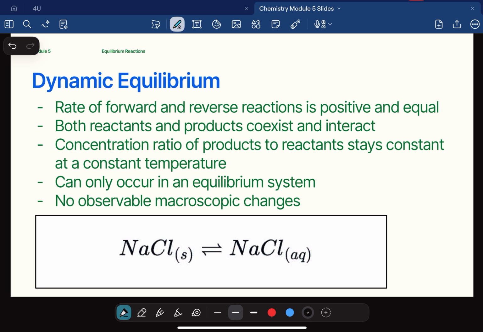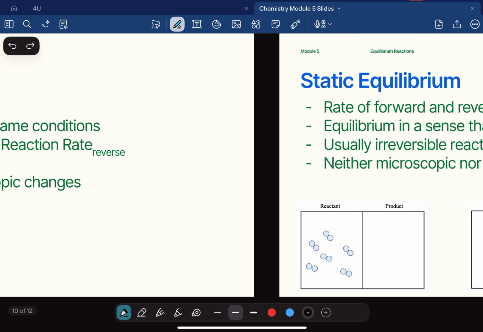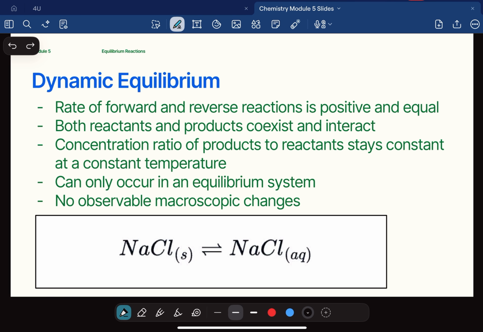By the way, this also has to be under the same conditions, and the concentration ratio will be constant at a constant temperature, which I'll cover more when I do quantitative equilibrium. And this can only occur when these are all satisfied, right? Because this is what you need for an equilibrium system. So you need this to happen, and you can't observe any macroscopic changes, but there are microscopic ones, because reactants are being converted to products and products are being converted back into reactants, right?